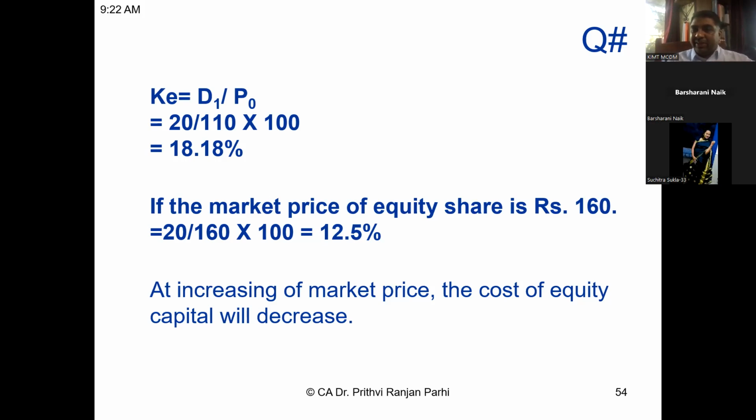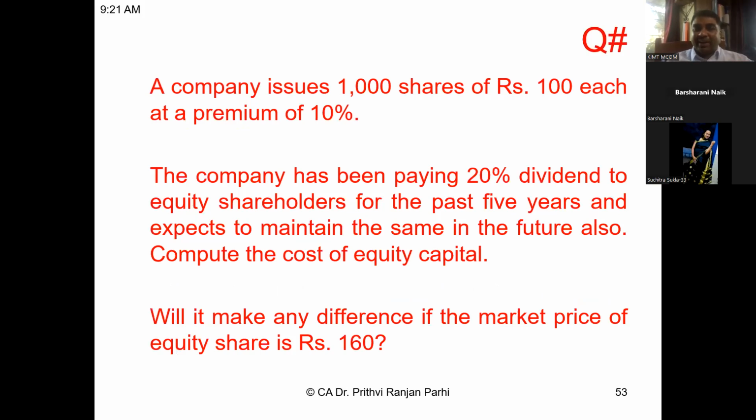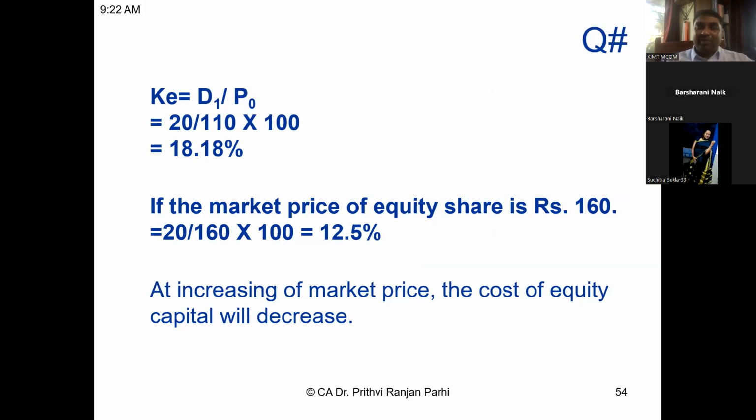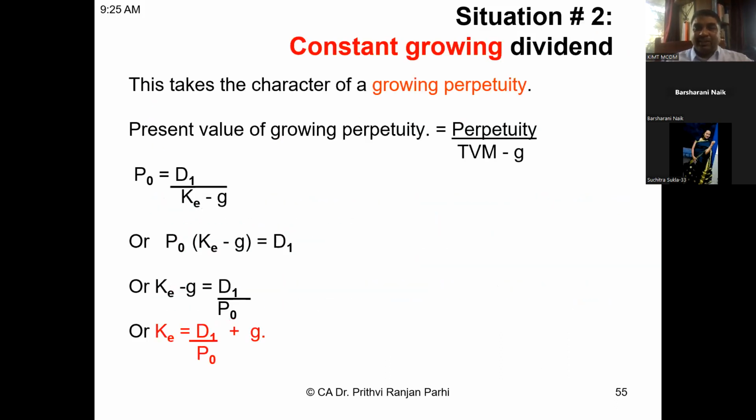The formula here is very simple. The formula is only D1 by P0. You have to remember to calculate what the dividend is. Dividend is always paid on face value, not on market value. Here face value is 100. Dividend paid is 20%, so it is 20 rupees. Even if the market price is 110 in one situation, or 160 in another situation, the dividend is 20 rupees. So this is a very simple formula. I think you'll be able to answer this question.